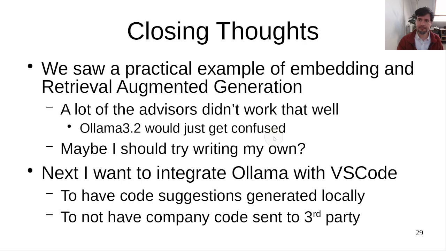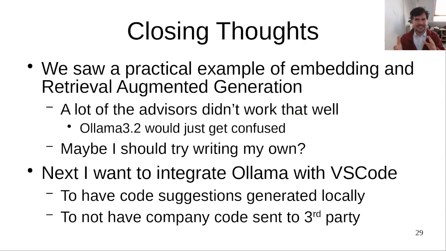So some closing thoughts. We saw a practical example of embedding and retrieval augmented generation. Very nice. You can see how this could be very useful if you're running a big business. Now, some downsides. A lot of the advisors didn't work that well. I tried using that question answer advisor. I tried using both memory and retrieval augmentation with the Llama API. Didn't like it. Also, the order was important.